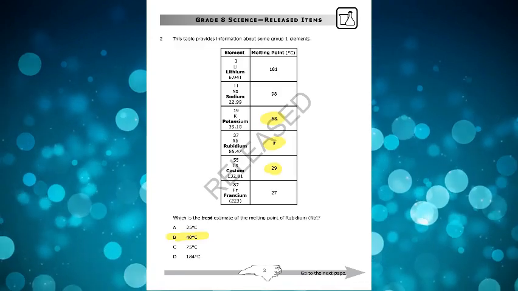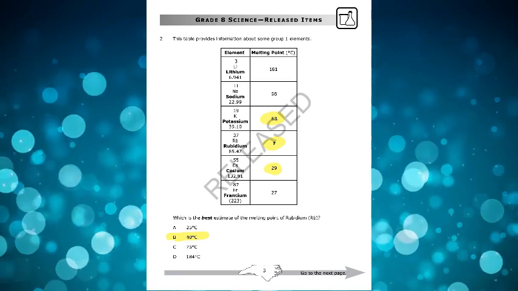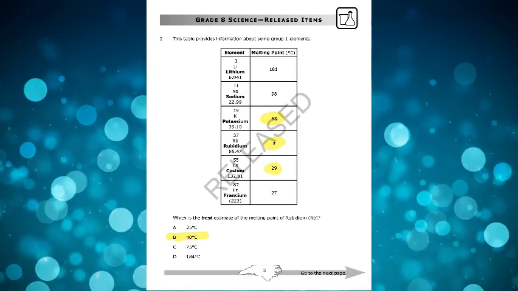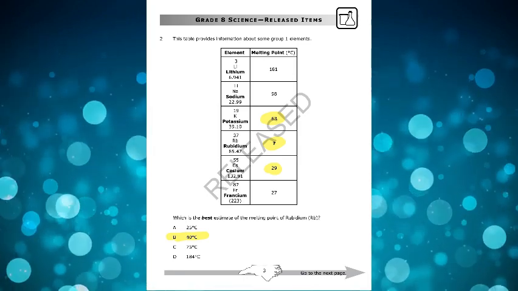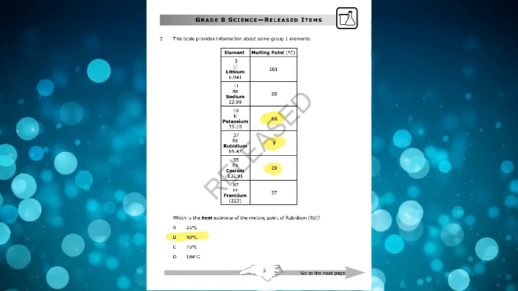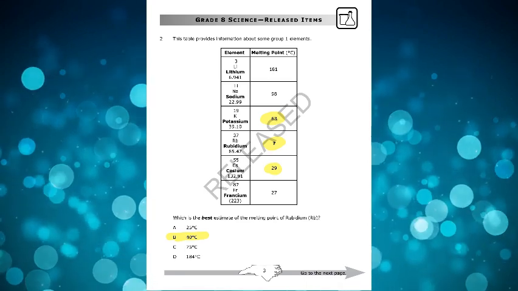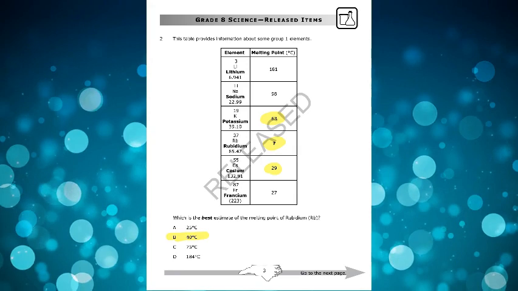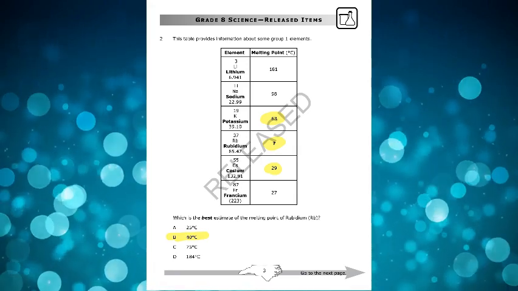So here we're looking at the table that provides information about a group of one elements, and it gives us the melting point of several of them. It asks which best describes the melting point of rubidium, so we need the best estimate for the new one. Based on this, we've got potassium and calcium. Rubidium is found somewhere between them.